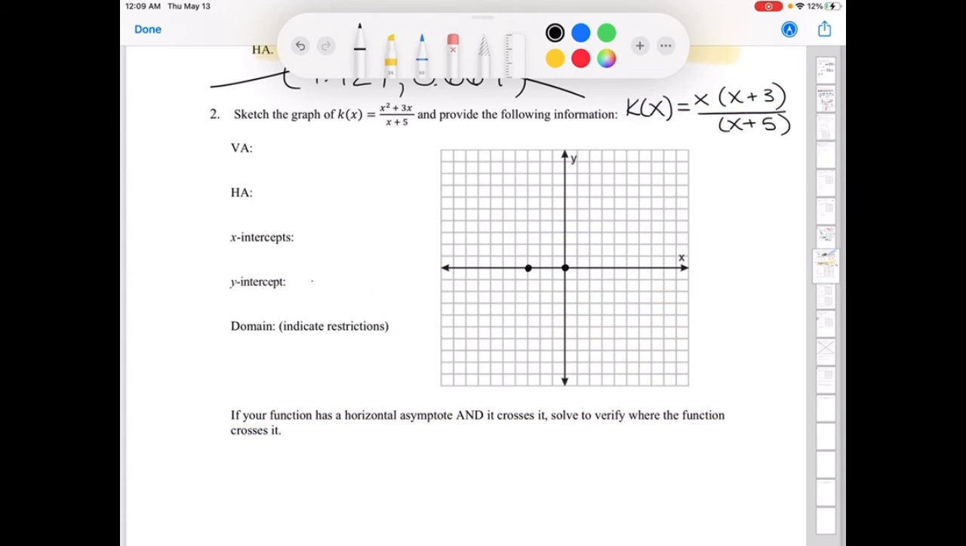The last function we're going to be looking at today is going to be k of x, which is x squared plus 3x all over x plus 5.